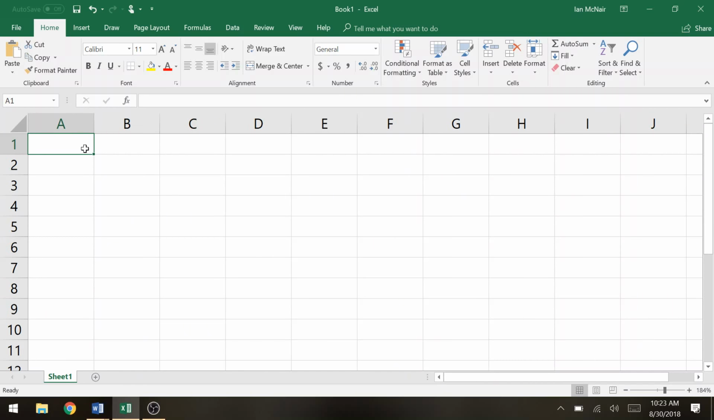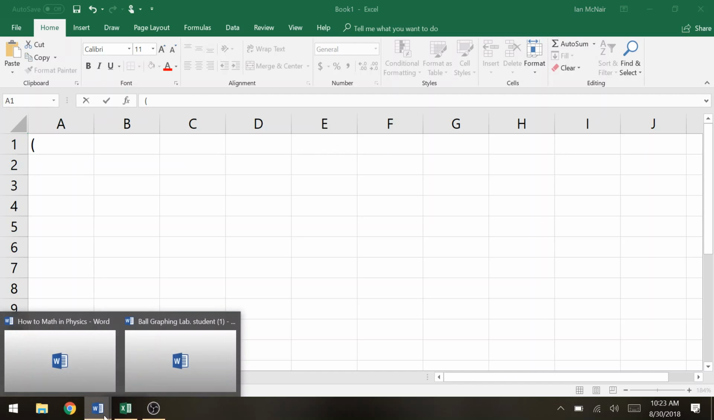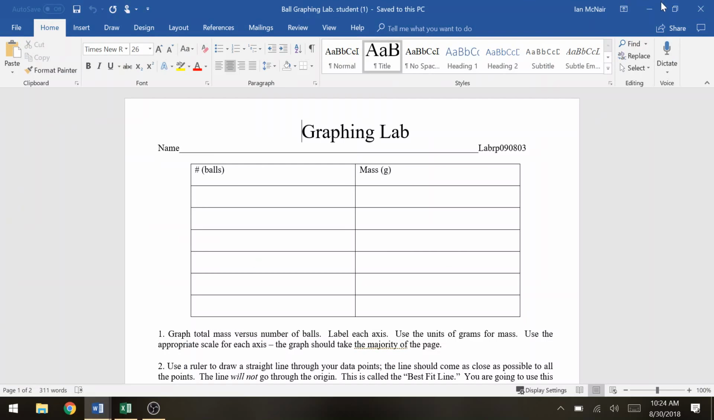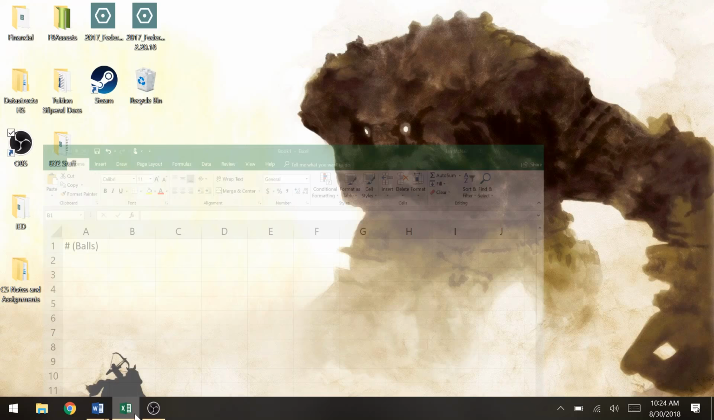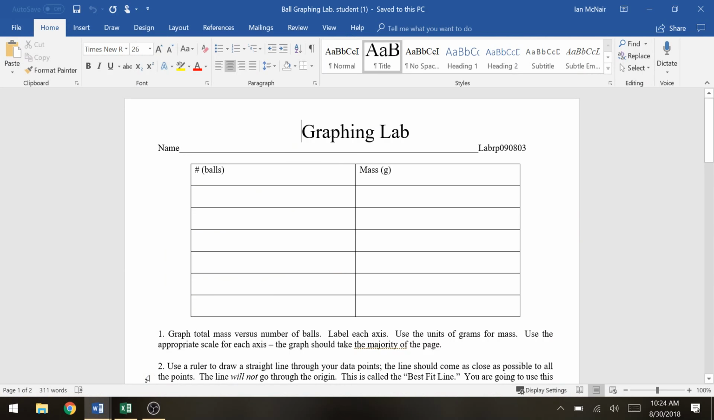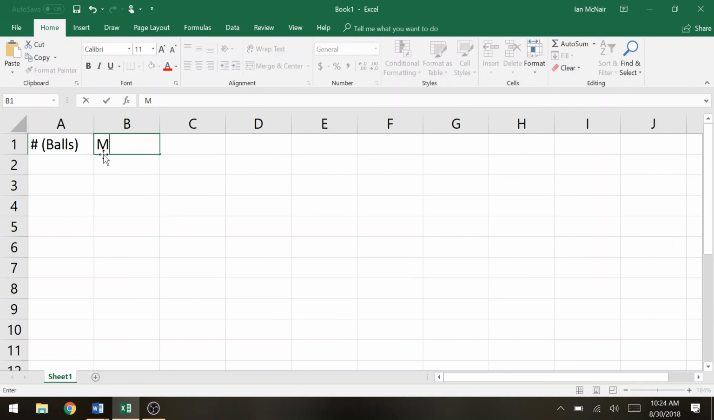All right. So we had, I think, what was it? Oh, actually, I have it right here. It's number and then the unit. We have number measured in balls, and then we have mass measured in grams. I don't know why I had to look that up.